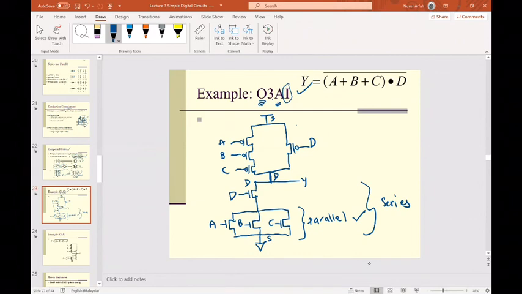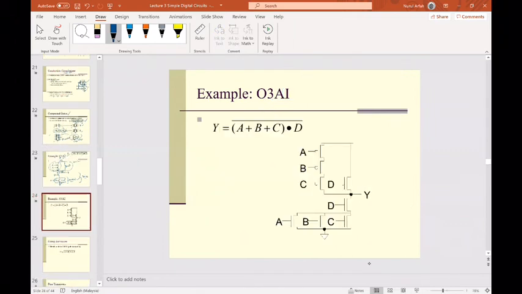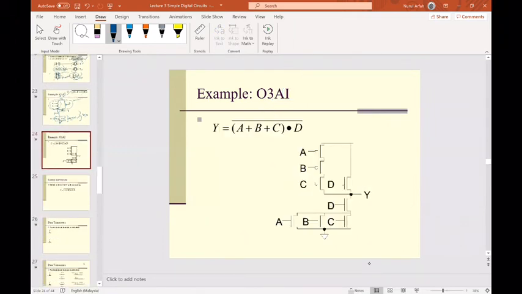Is it okay? Is it clear? Or do you have a question? Clear, right? So this is series because we negate that side, the parallel side. And then since this is series, you have to connect all here in parallel. That's why you have a parallel side. Okay, Alhamdulillah. So these are your transistors.